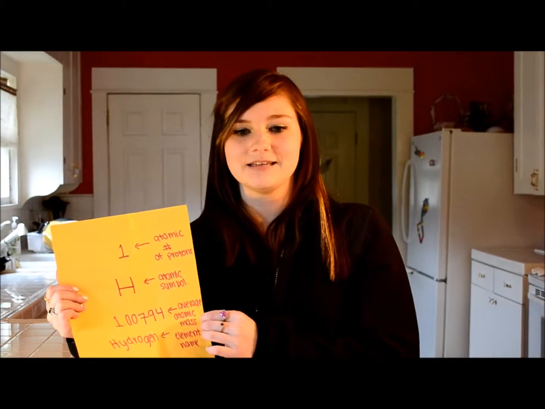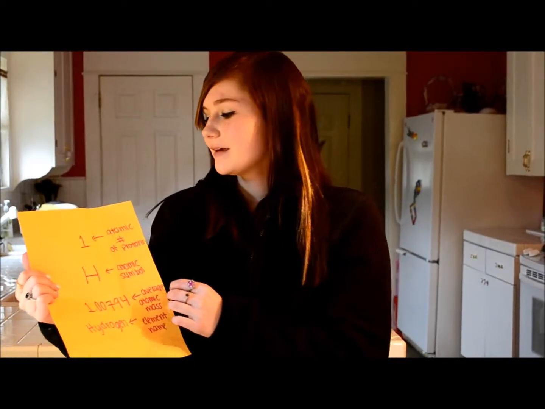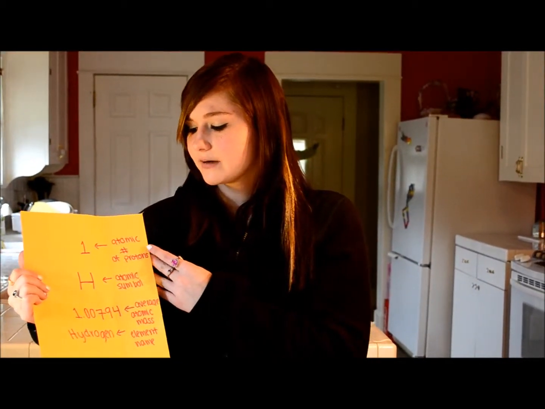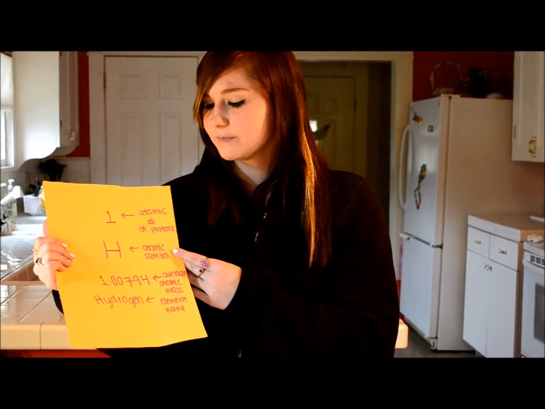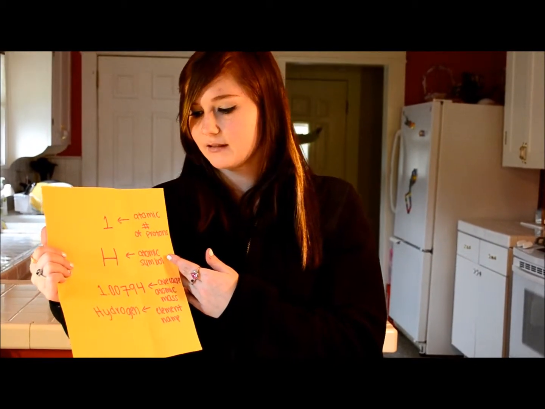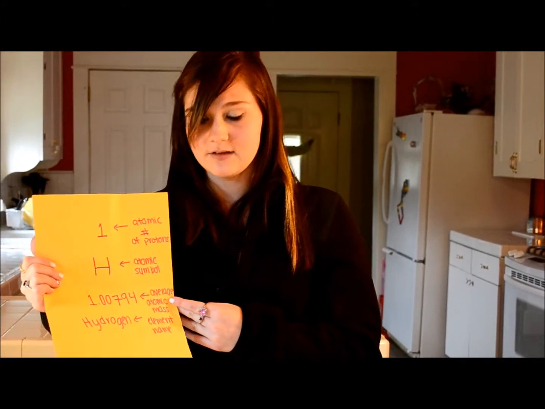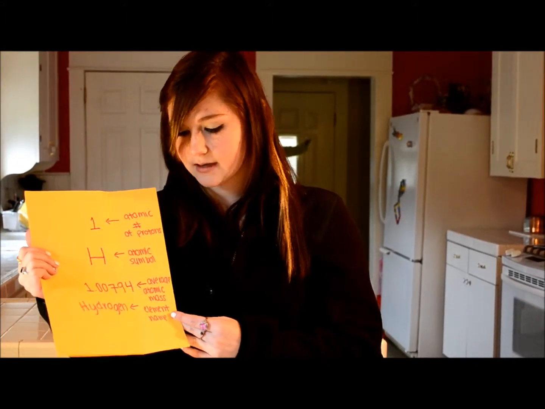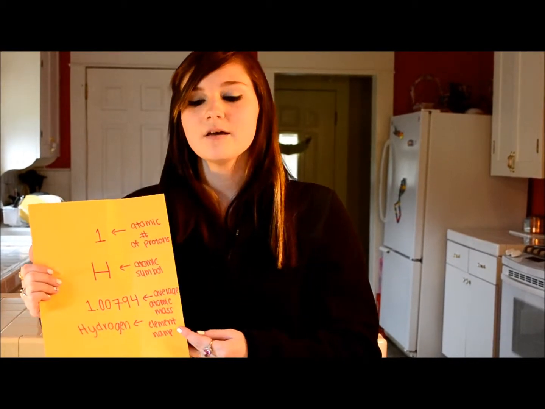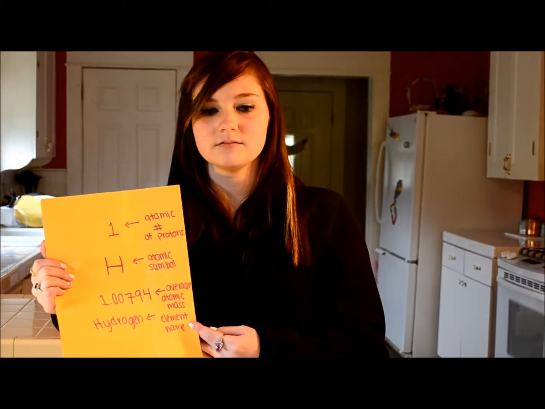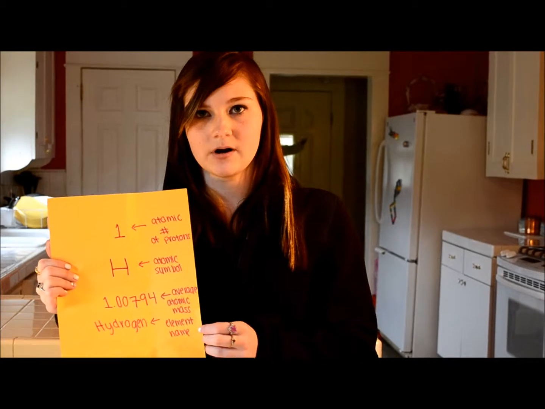The periodic table is set up in a very organized manner. The center of the top has the atomic number, or number of protons, and the middle has the atomic symbol of the element. Below that is the average atomic mass of the element, and the bottom has the element name. All of these squares make up the periodic table of elements.